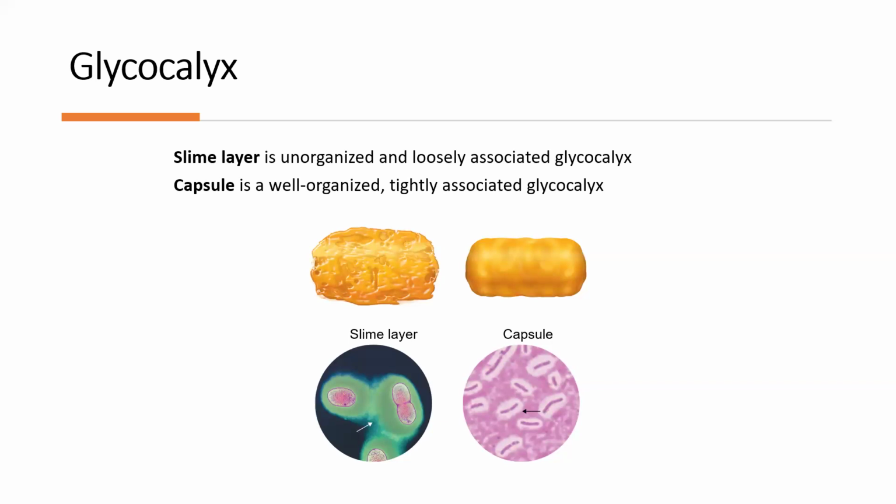Now, the glycocalyx can come in a couple of formats: slime layers, which are mostly unorganized and loosely associated, so you get something like this, where it's just diffuse around some cells, or a capsule, which is a more well organized, tightly associated glycocalyx, like what we see over here.